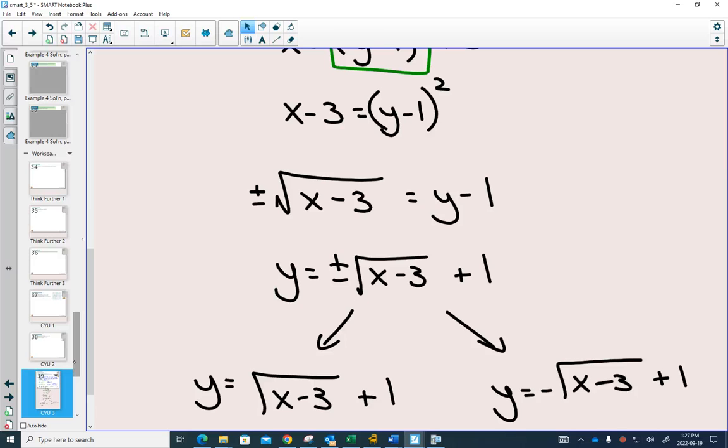Okay, so in your homework, you can circle questions 10 and 12.